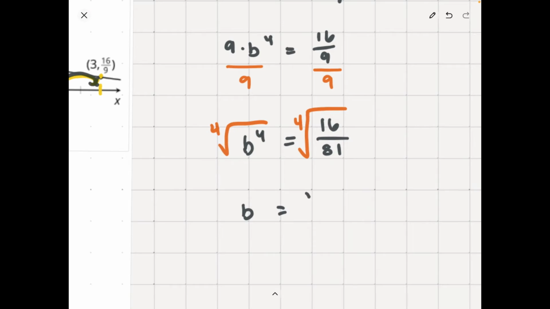But the cool thing about fractions is that you can split them into exponents, like this. So it's really the 4th root of 16 over the 4th root of 81. And so I'm asking myself, what times itself 4 times is equal to 16? That's 2. 2 times 2 is 4, times 2 is 8, times 2 is 16. And then what times itself 4 times equals 81? And that's 3. 3 times 3 is 9, times 3 is 27, times 3 is 81. So this whole thing simplifies to b equals 2/3.